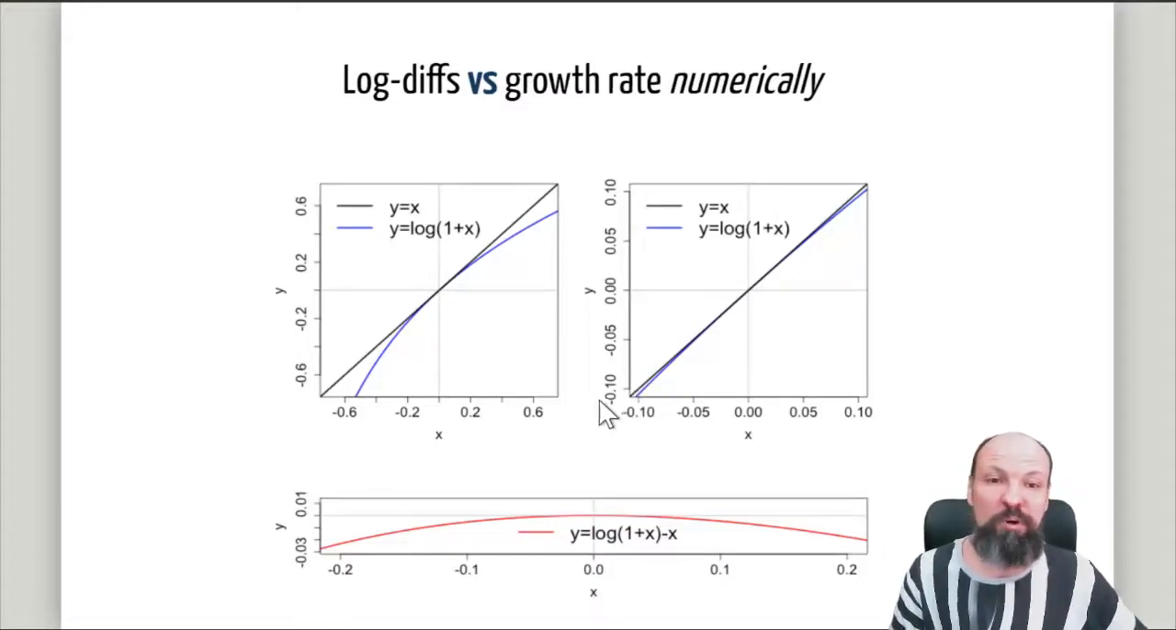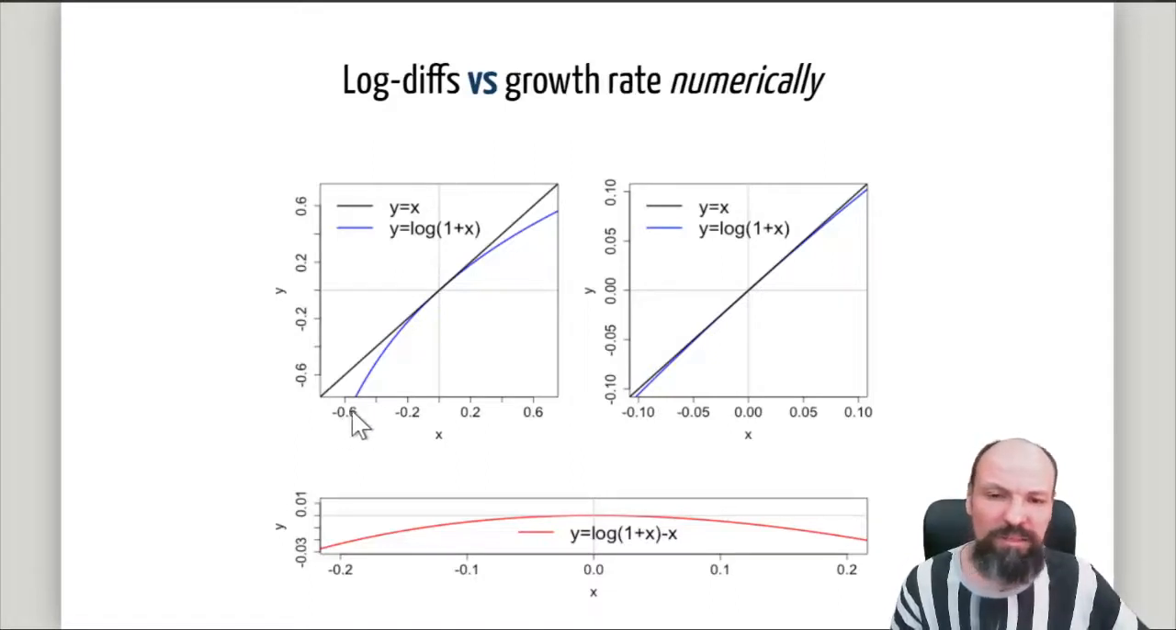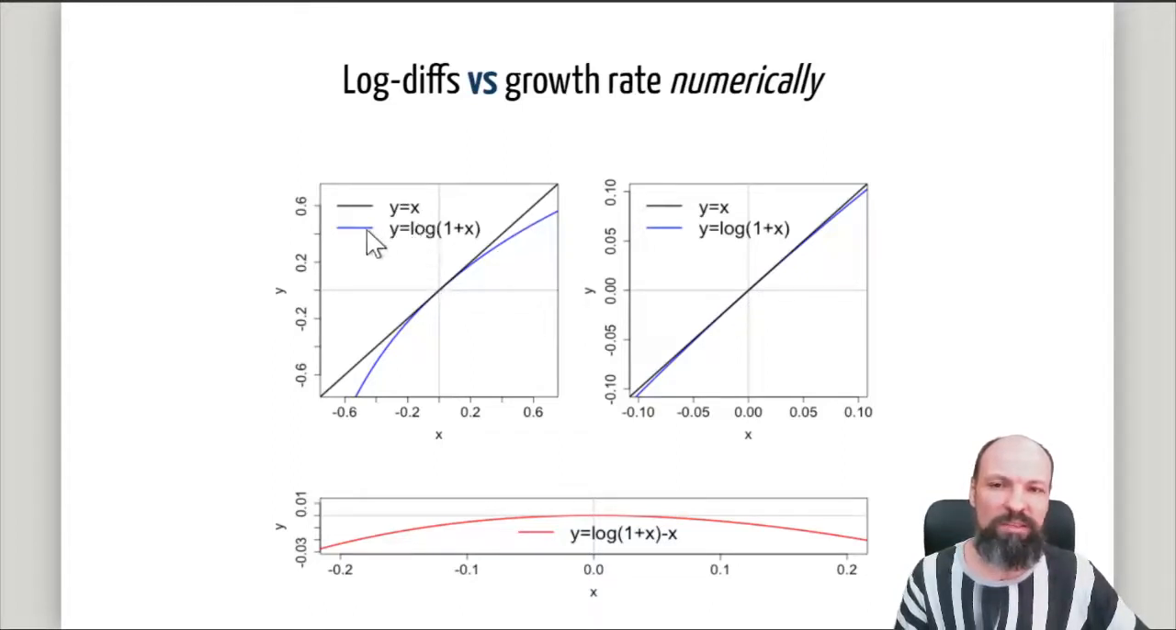This picture shows how small it should be. You see that here x is between minus 0.5 and plus 0.5, and the deviation is quite strong here. The red line is the error of that approximation, the difference between the black and blue lines. The black line is just y equals x, and the blue line is log of 1 plus x. When x is almost 0, they are almost the same.